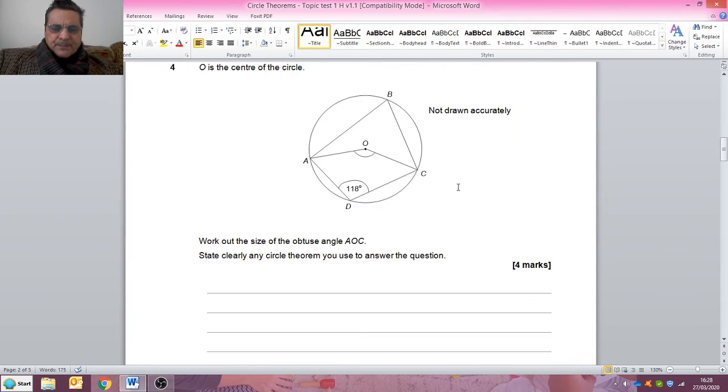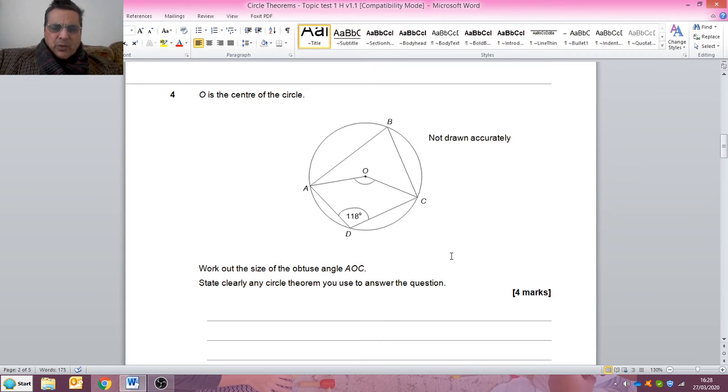And that gets a little bit more difficult. Work out obtuse angle AOC. That's this one right here, not the one outside there. That one right there. Well, you may remember, if that's 118, then ABC is going to be 180 take away 118, which is 62. Yeah, 62 degrees. Why? Because opposite angles in a cyclic quadrilateral sum to 180 degrees. If that's 62, this must be AOC, twice the size of 62, because the angle at the centre is twice as big as the angle at the circumference in the same segment.